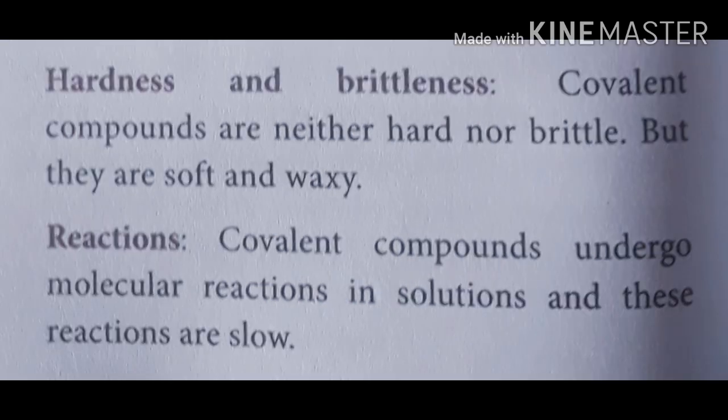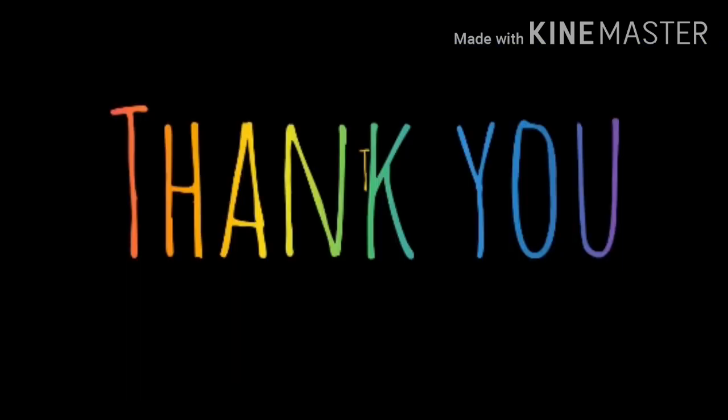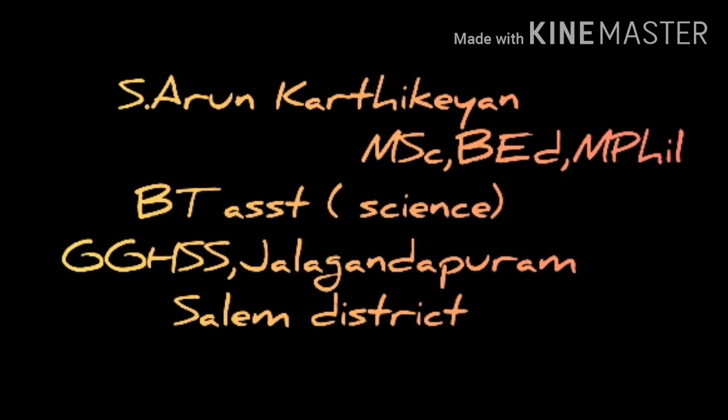Next one is hardness and brittleness. Covalent compounds are neither hard nor brittle, but they are soft, very soft and waxy. Next, the reaction of covalent compounds is a molecular reaction, and these reactions are very slow. Covalent compounds undergo reactions at a very slow rate. Okay. So these are all the characteristics of covalent compounds. Hope you understand this concept. We will see Fajan's rule and coordinate covalent bond in the next session. Thank you.